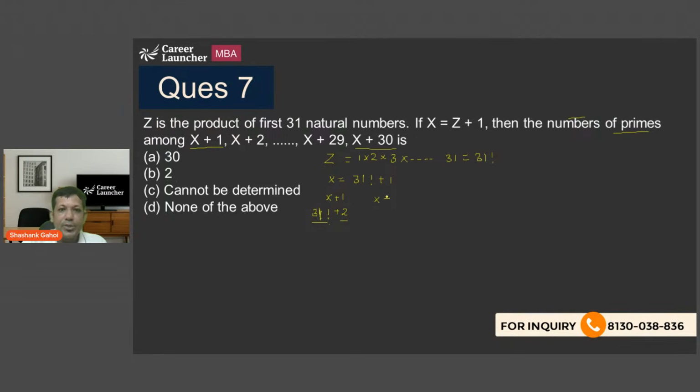If I look for x plus 2, that becomes 31 factorial plus 3. This number is a multiple of 3. This number is a multiple of 3. So overall number is a multiple of 3. So this cannot be prime.